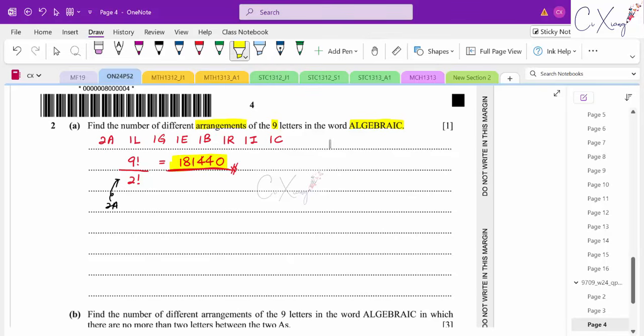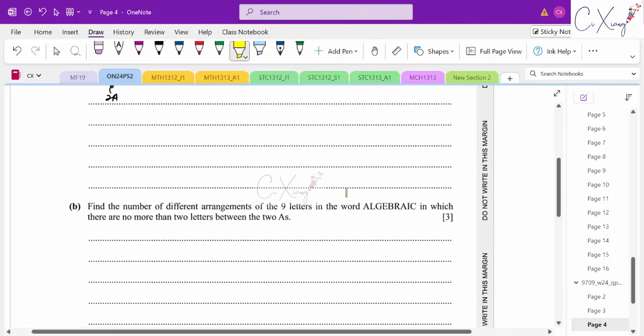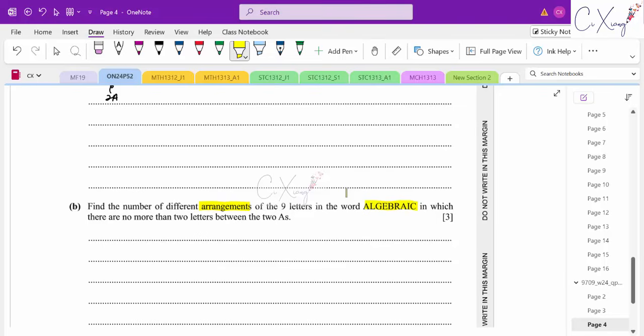So this is what we have for part A. And let's continue for part number B. They want us to find the number of different arrangements of the 9 letters in the word again, in which there are no more than 2 letters between the 2 A's. So no more than 2 letters means it can be 0 letter, 1 letter, or 2 letters, but it cannot be more than 2 letters. That means it cannot be 3, 4, 5 letters between the 2 A's.